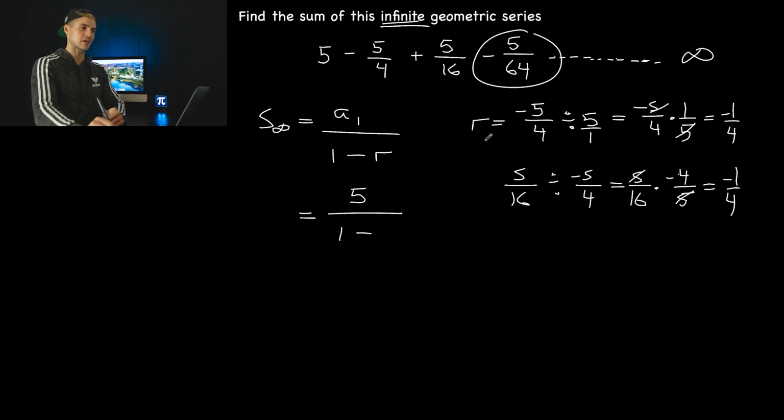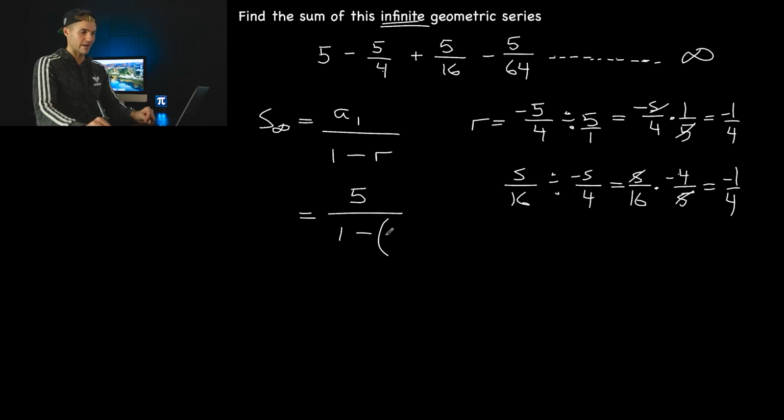If you took this term, negative 5 over 64, divided by positive 5 over 16, did the algebra, you would notice that the common ratio is negative 1 over 4. And you can see it here as well, right? If we keep multiplying, 5 times negative 1 over 4 is negative 5 over 4. Negative 5 over 4 times negative 1 over 4 is positive 5 over 16. Multiply 5 over 16 by negative 1 over 4, negative 5 over 64. So whichever way you do it, common ratio is negative 1 over 4.